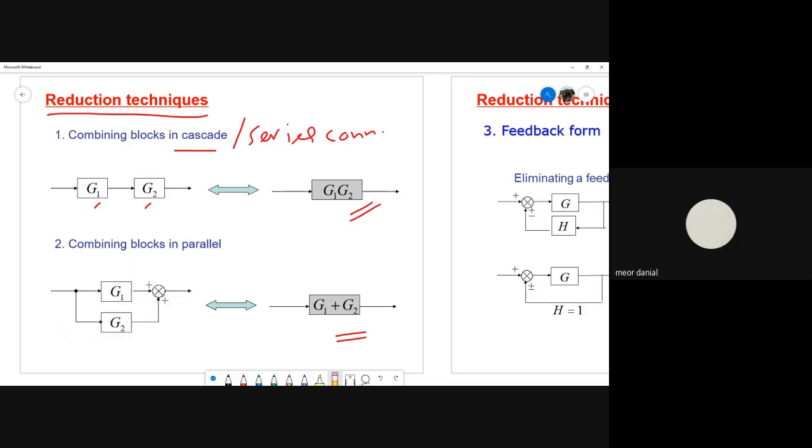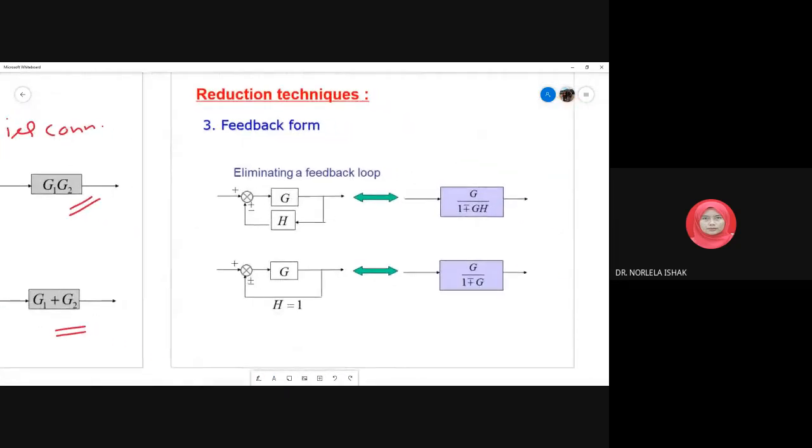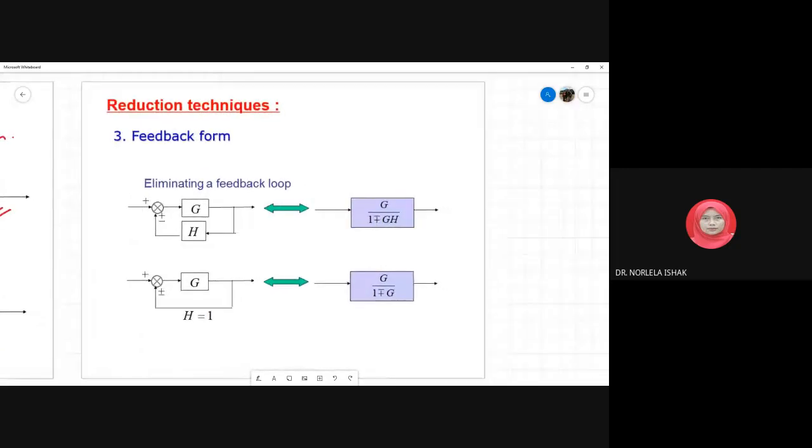Okay, this is how we combine blocks in parallel. Okay, right. So how about another one, feedback? How do we want to reduce a feedback form?